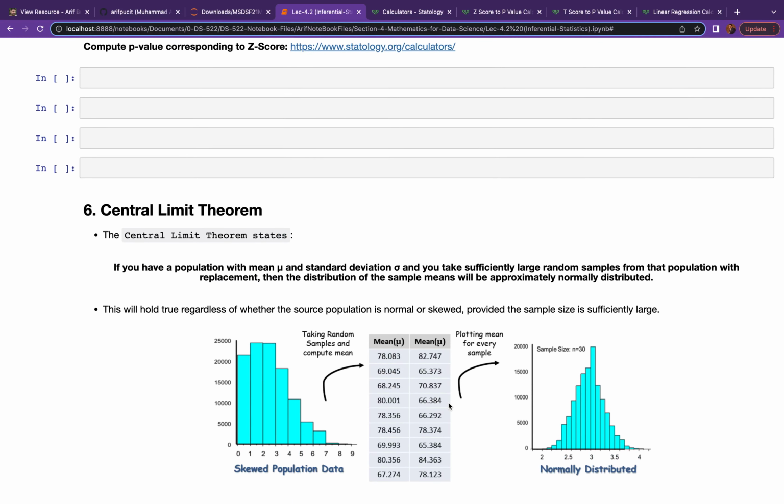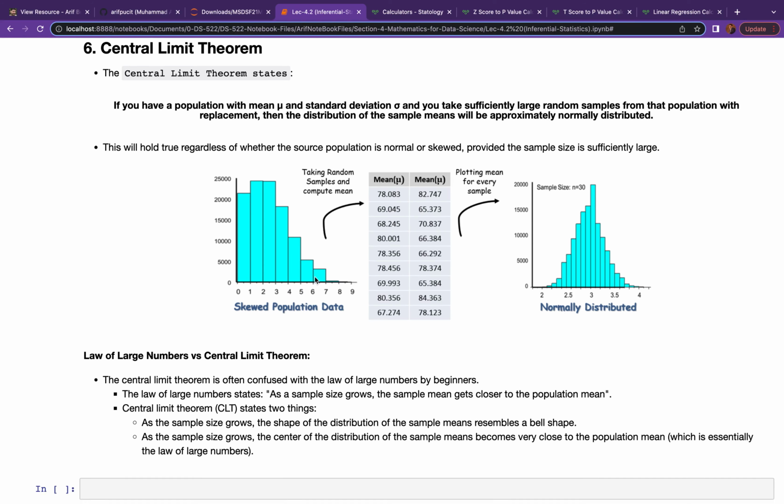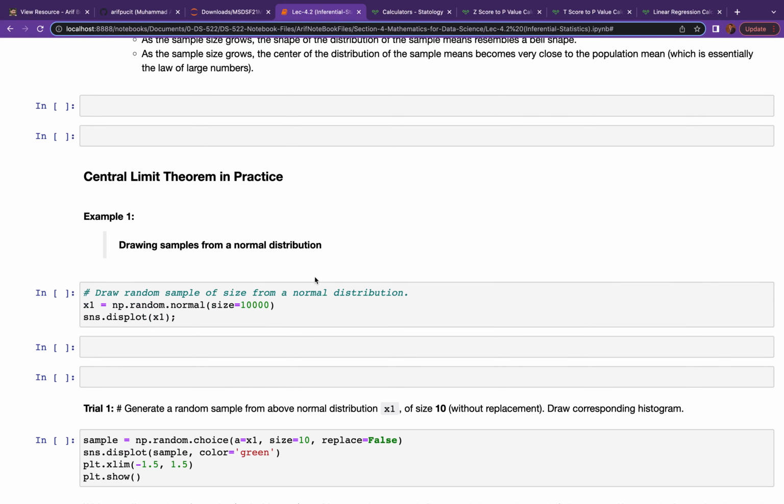Okay, so next is the central limit theorem. My dear students, if you have a population with a mean mu and standard deviation sigma, and you take sufficiently large random samples from that population with replacement, then the distribution of the sample means will be approximately normally distributed. This is what the central limit theorem says. So this is quite Greek to many of my students. Let me show you this with examples.